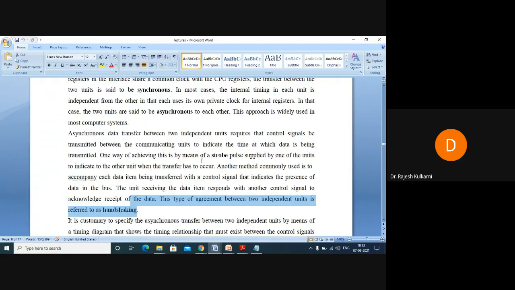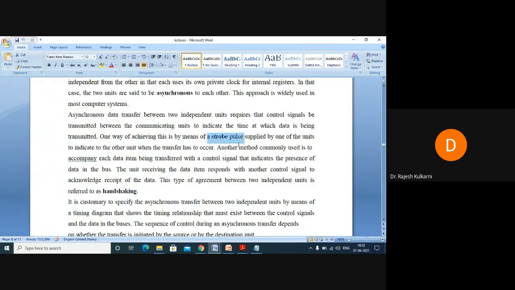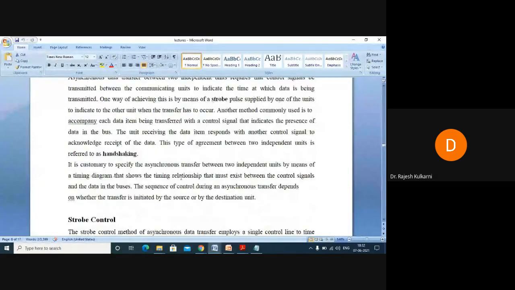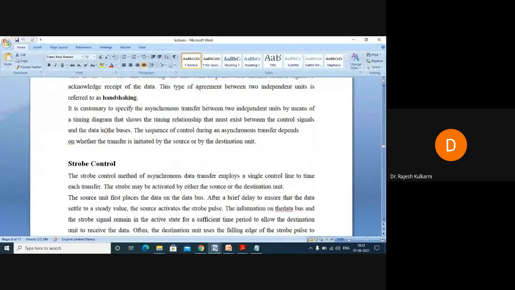So there are two ways. What are the two ways? Strobe pulse and handshaking are the two ways of facilitating asynchronous data transfer. Now, this asynchronous data transfer can be explained with the help of a timing diagram. This timing diagram tells the relationship between the control signals and the data in the buses. I'll repeat once again.